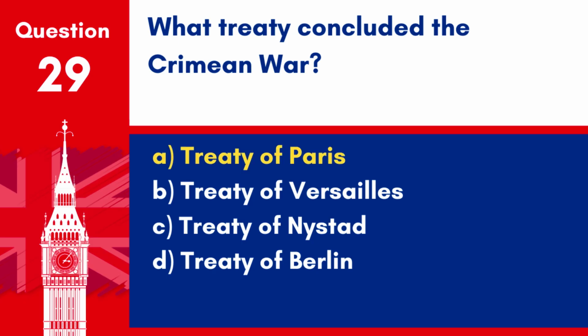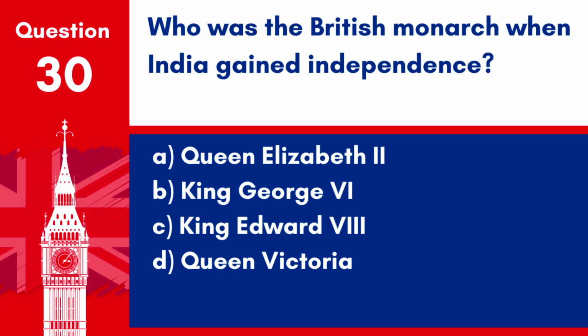Answer: A. Treaty of Paris. The 1856 Treaty of Paris ended the Crimean War, which had involved the Ottoman Empire, France, Britain, and Sardinia against Russia. Question 30. Who was the British monarch when India gained independence?